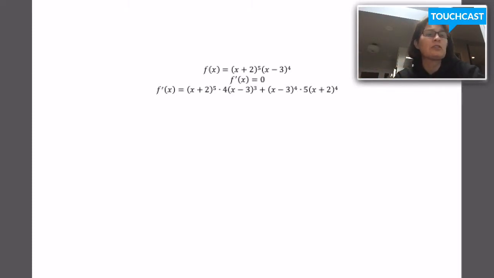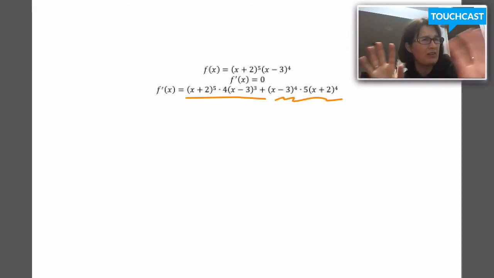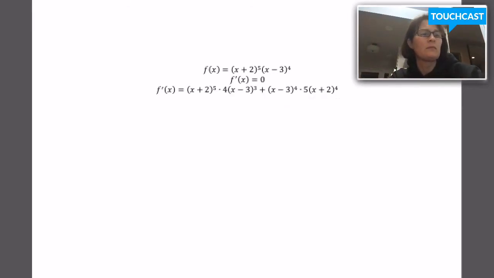So for me, this first term has 5 factors of x plus 2, 3 factors of x minus 3, and a factor of 4. This guy has 4 factors of x minus 3, 4 factors of x plus 2, and a factor of 5. So what I'm looking for is what factors do both of those terms, the two parts that come before and after the plus sign, what do they have in common? Let's see.